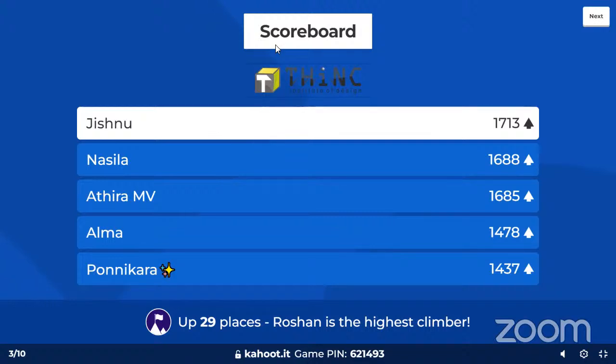So the game is changing on every question. The toppers have changed. The first, second, third, fourth and fifth positions have been changing after each and every question. I think on the first and second question Shabri was on top, now Jishnu is on top. We have only completed 3 questions, 7 more questions to come. Also a special mention of Roshan, the highest climber on this particular question. So congrats Jishnu, Nasla, Adira, Alma, Ponikkara. Let's move on to the fourth question.